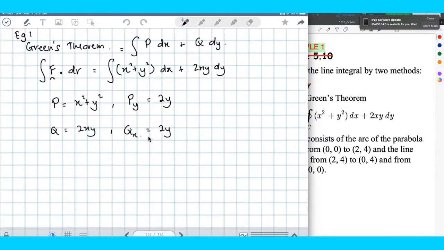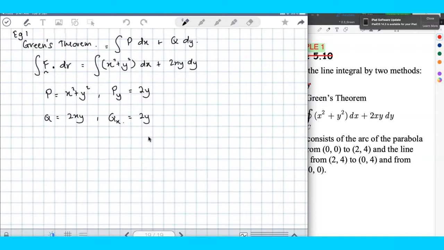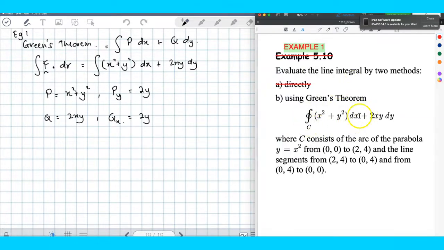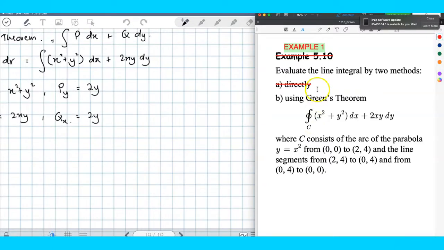Qx minus py. Okay, so now using Green's theorem, we want to solve this. Firstly, because the question says to use Green's theorem, you want to check whether the requirement to use Green's theorem is fulfilled, because we know that we must have a closed curve. The C given here must be a closed curve in the anti-clockwise direction.